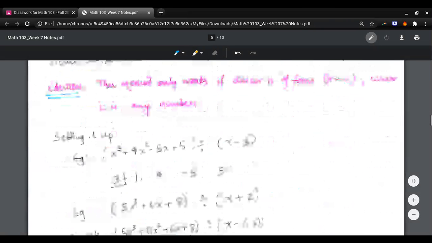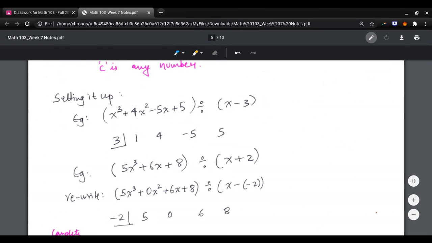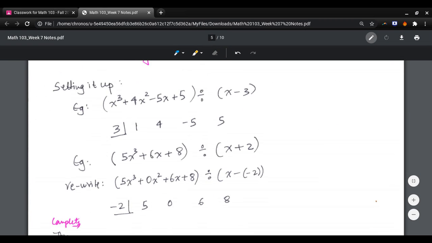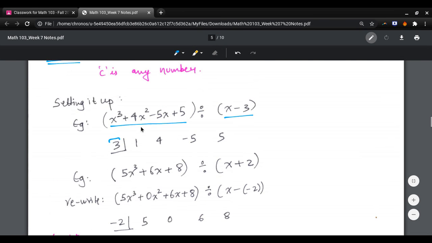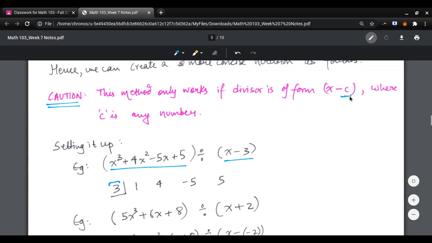So again, I'm just going to demonstrate an example here. How we set this up is you have this polynomial divided by x minus 3. What you do is you make a mirrored L, like a box here, and you put the number which is being subtracted from the divisor. Basically, you put c there. And then you only put the coefficients: x cubed is 1x cubed, 4x squared, negative 5, and plus 5. And they have to be in decreasing powers of x.